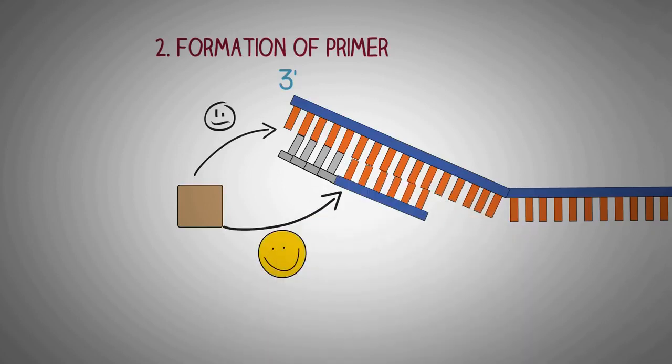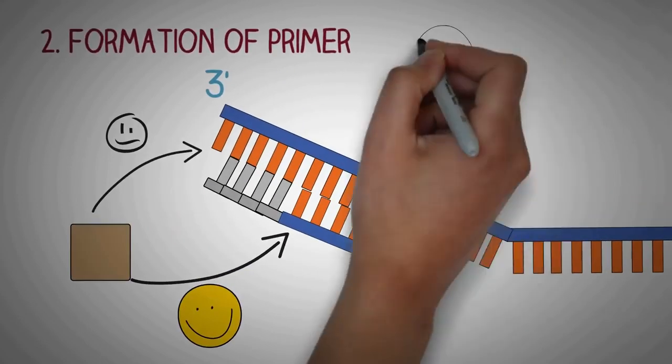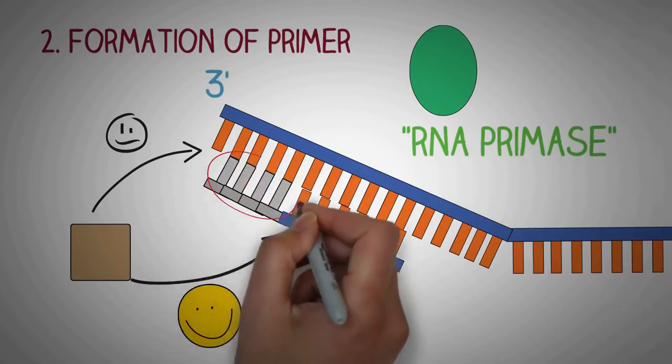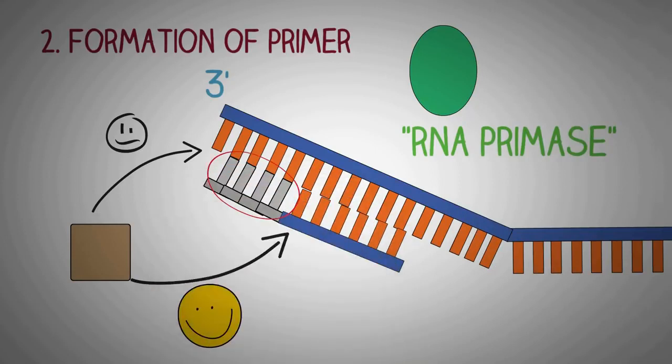This problem is solved by the enzyme RNA primase. The primase makes an RNA primer, which is a short stretch of nucleic acids complementary to the template that provides the 3' end for the DNA polymerase to work on.